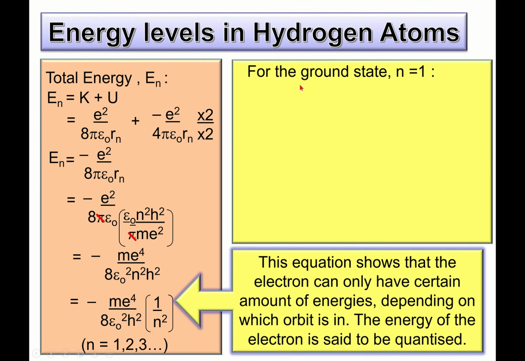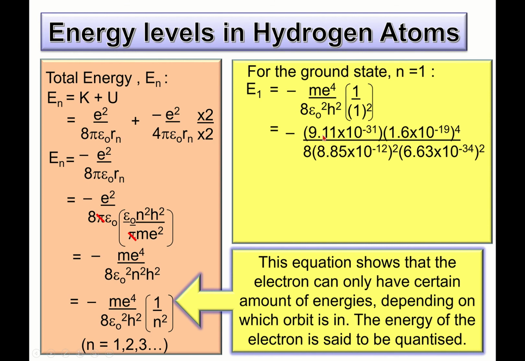Okay, for n equals 1, we substitute the value of 1 into here, and m is the mass of the electron, 9.11 times 10 to the power of negative 31, and e is 1.6 times 10 to the power of negative 19, then to the power of 4. 8 times epsilon naught, which is 8.85 times 10 to the power of negative 12, squared. Then h, the Planck constant, 6.63 times 10 to the power of negative 34, squared. So we get the answer negative 2.17 times 10 to the power of negative 18 joule.